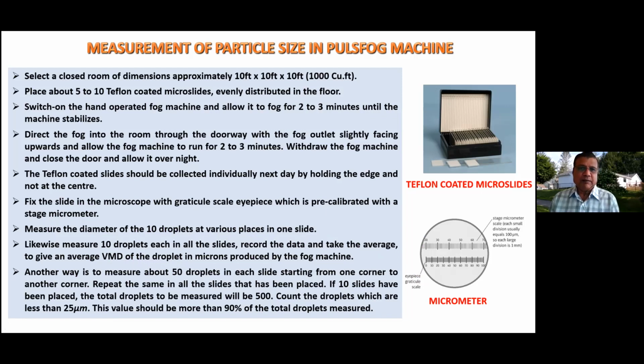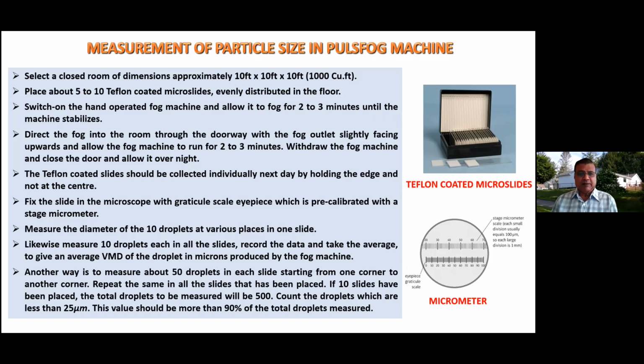If you have placed about 10 Teflon coated slides, with 10 droplets in each slide, that makes 100. So you record all the data and take the average of 100, so that you get an average VMD that comes out from the particular fog machine which you have tested.